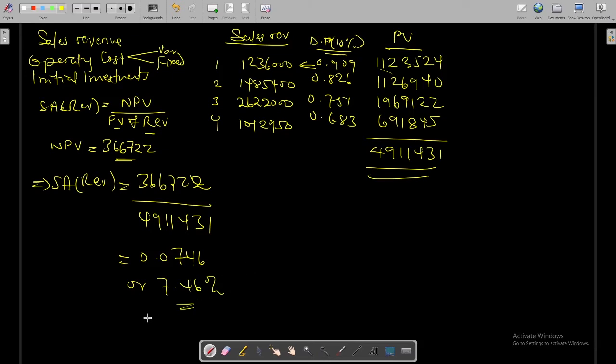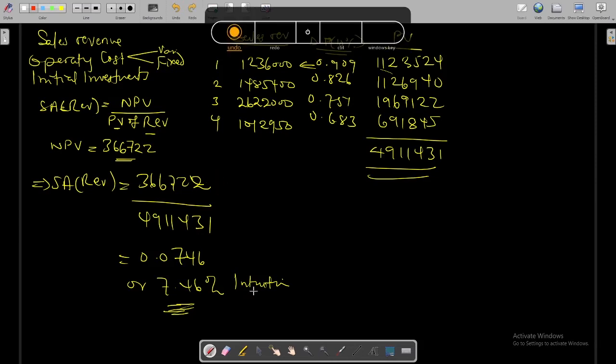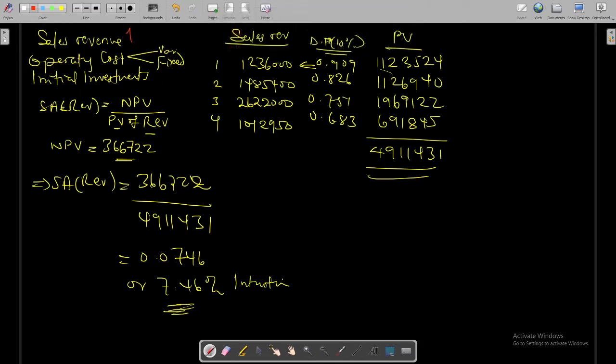What does this mean? What is the intuition of the 7.46%? Now the intuition is very simple. Every company expects its revenue to increase over a period. Therefore, if the revenue of the project falls by 7.46%, the project will not be worthwhile.